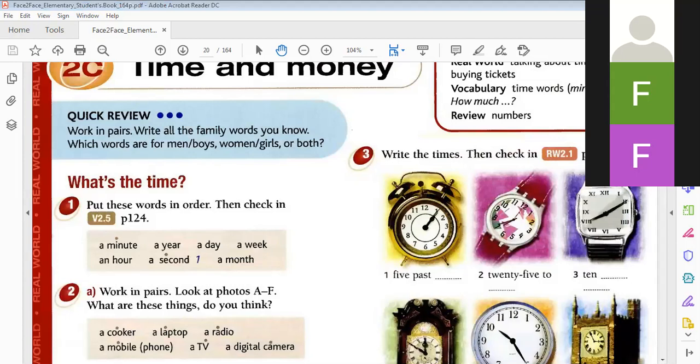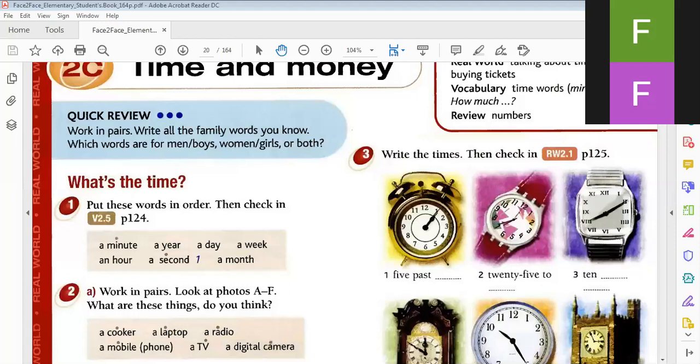So here, we have, it says here, put these words in the correct order. So it means we're going to put these words from the smallest to the biggest. So we're going to start with 1 second. What's the next one here after 1 second? Minutes. A minute. Okay, so a minute is number two.